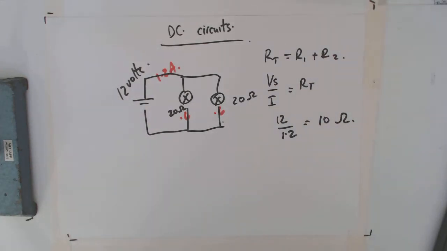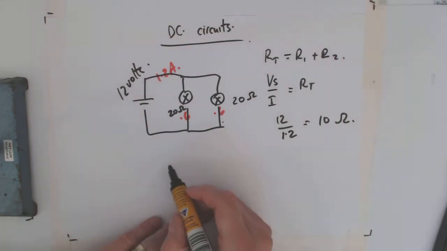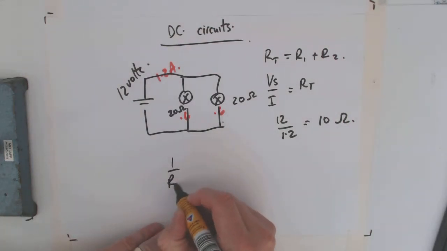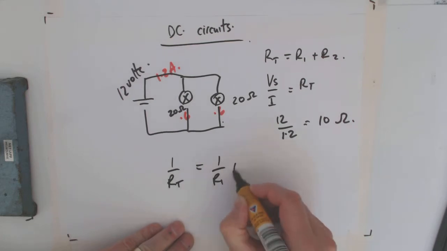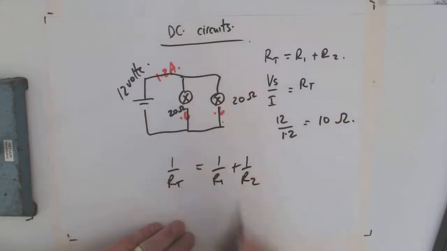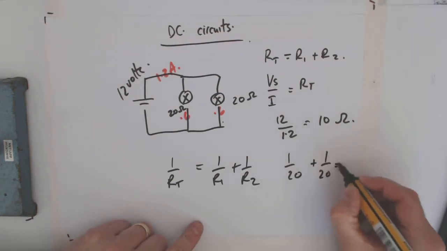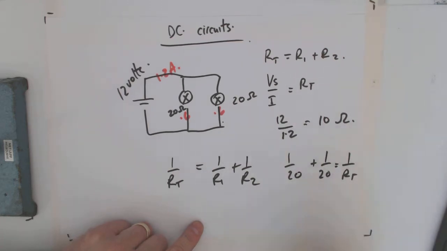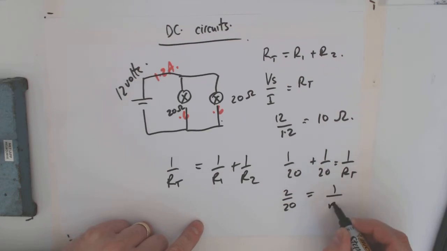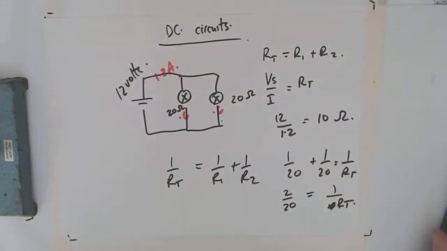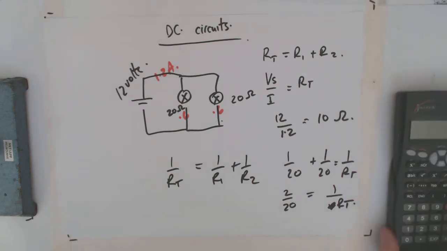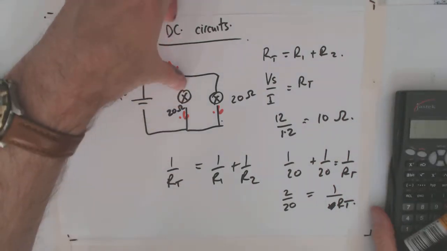So the parallel circuit rule is one where you go 1 over total resistance equals 1 over R1 plus 1 over R2. They don't have to be the same. We could have made it much more complicated. Which in this circuit is 1 over 20 plus 1 over 20 equals 1 over RT. 1/20th and 1/20th is 2/20ths equals 1 over RT. Alright, 2/20ths is 1/10.